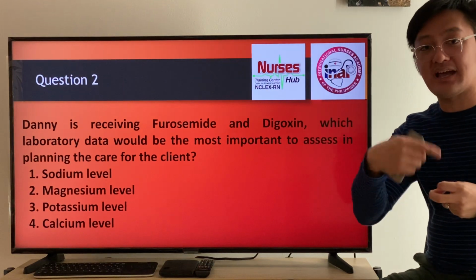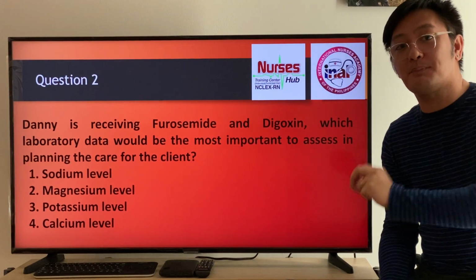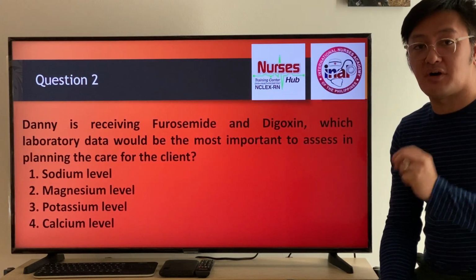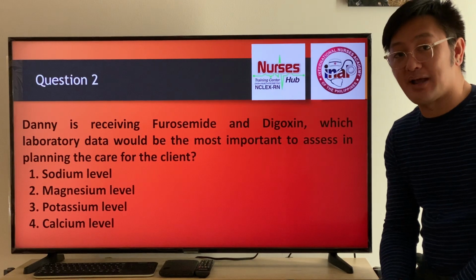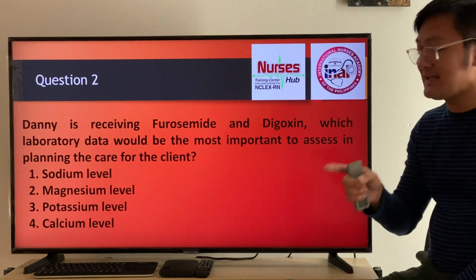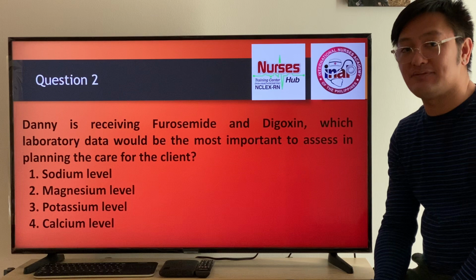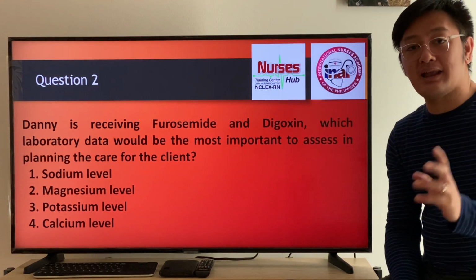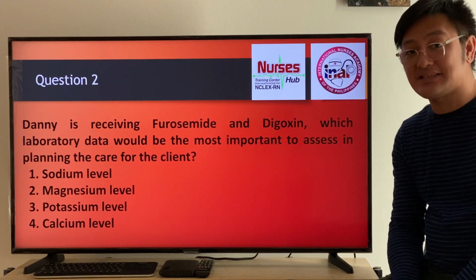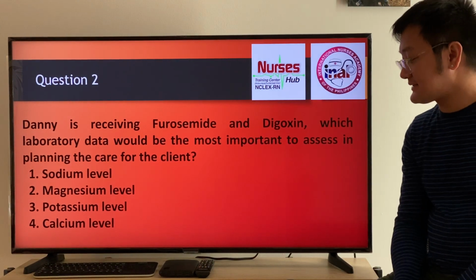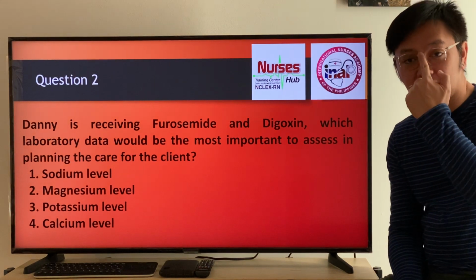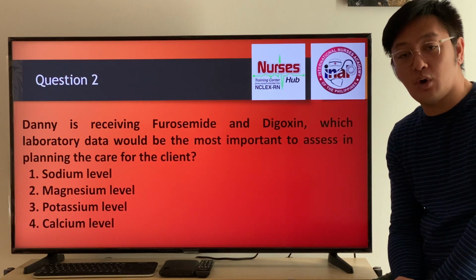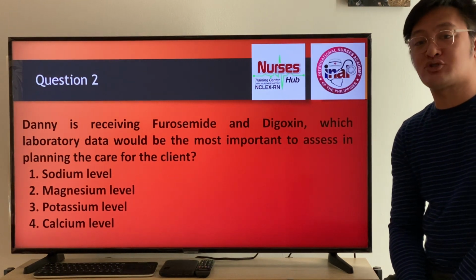Digoxin's second effect is negative chronotropic. It decreases the heart rate of the patient. It may also decrease the blood pressure. So again, digoxin is positive inotropic, negative chronotropic. Having said that, we cannot give digoxin to an adult patient with a heart rate of less than 60. We cannot give digoxin for children with a heart rate of less than 100. And we cannot give digoxin to a patient with a blood pressure of equal or less than 90/60 millimeters mercury.